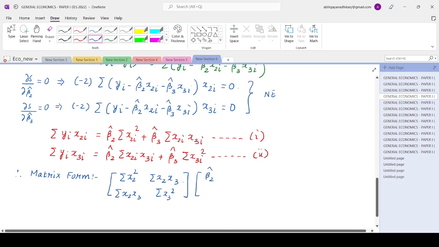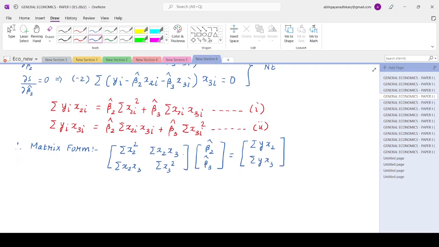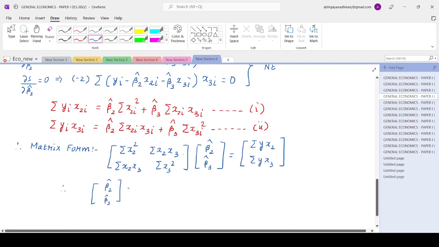Multiplied by beta 2 hat, beta 3 hat, and this equals summation yx2, summation yx3. Okay, so now easily we can say, how will we solve for beta 2 hat and beta 3 hat? We'll just invert the coefficient matrix, that is summation x2 square, summation x2 x3, summation x2 x3, summation x3 square, this matrix inverted and then multiplied by this RHS vector.